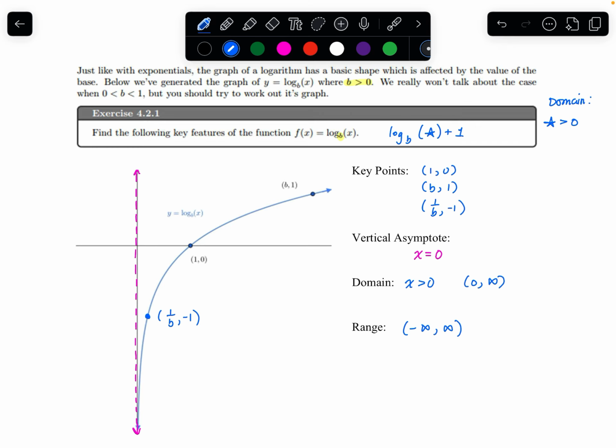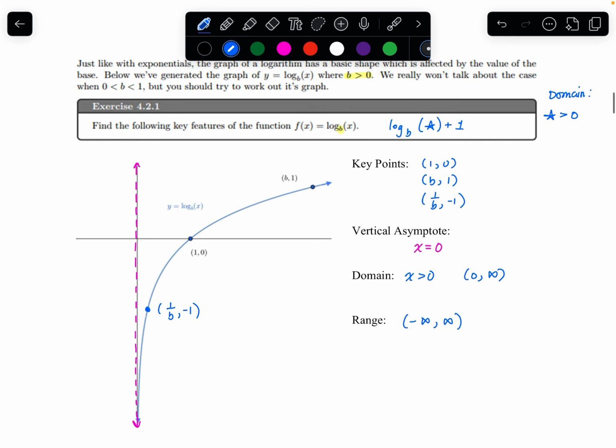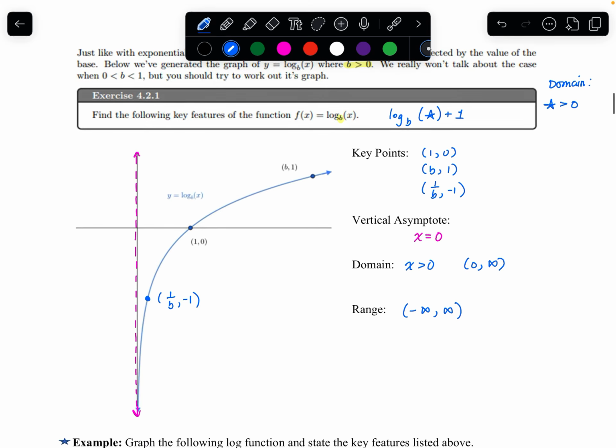I do want to show you how to do some other graphs, but I will mention before we move on that these facts are always true: domain, range, vertical asymptote, key points, all of them, for a non-transformed graph. We haven't moved it to the right or to the left, done any reflections, shifts up, down, all that good stuff.